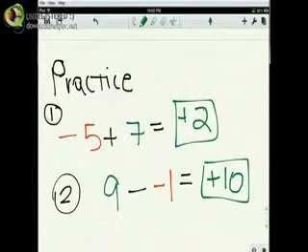And here are your answers, guys. For number 1, you should have gotten +2, and for number 2, you should have gotten a +10.